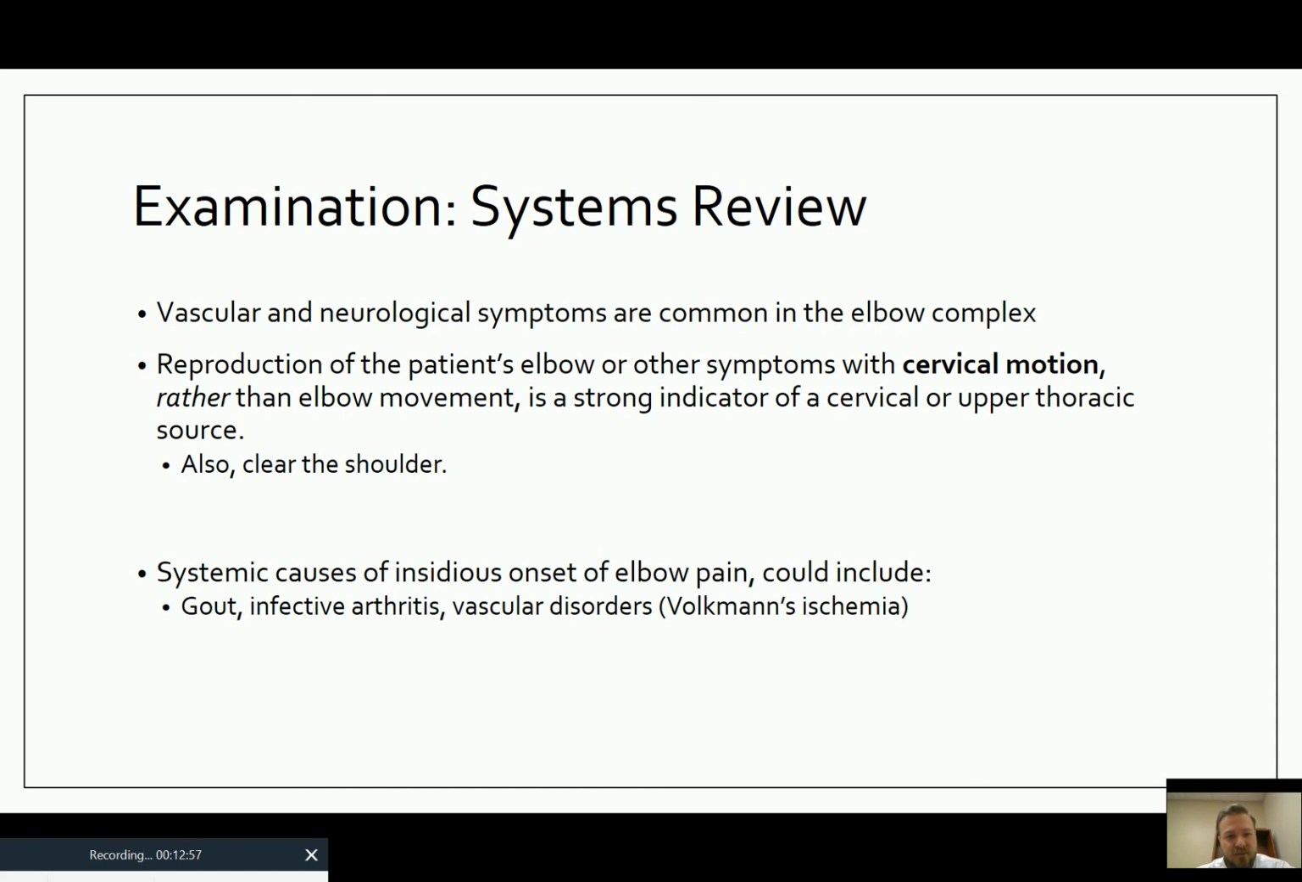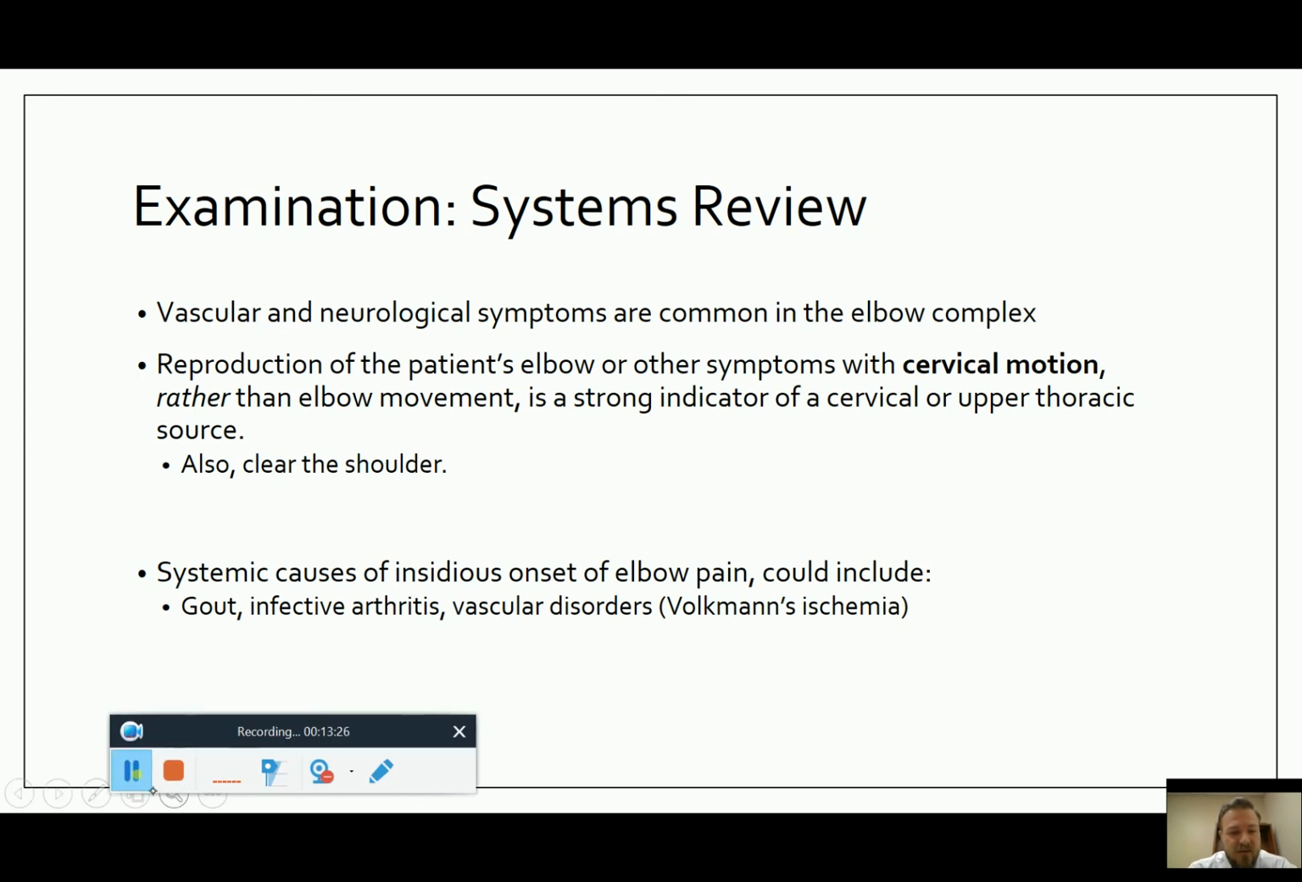Again, we've kind of touched on this, but I also want you to clear the shoulder. A lot of times patients will complain of lateral elbow pain, which they say runs down their arm to their lateral elbow, and it's usually from the shoulder or rotator cuff first. It's just a source of referred pain. There are some systemic causes of insidious onset of elbow pain, and these could include gout, infective arthritis, or vascular disorders such as a Volkmann's ischemia, which is not a great thing.